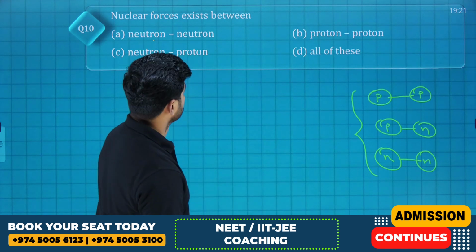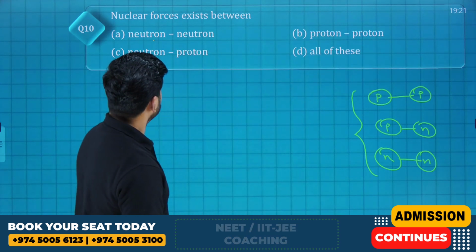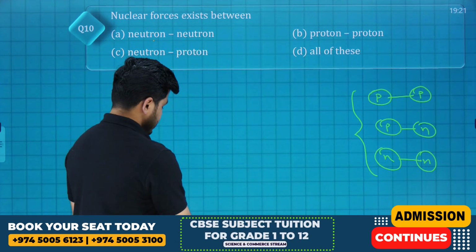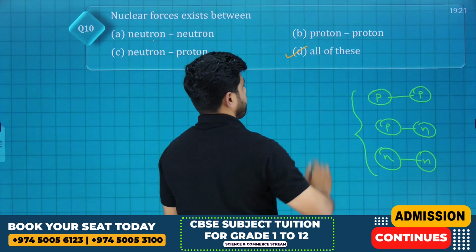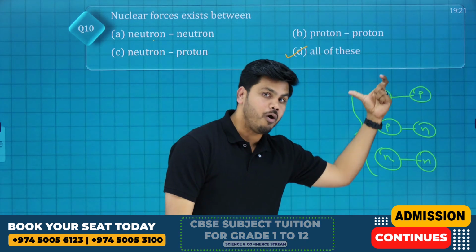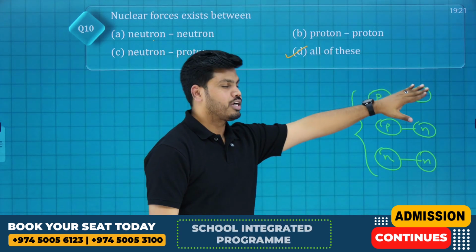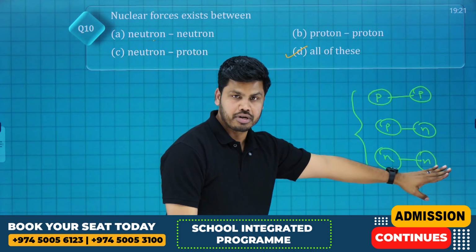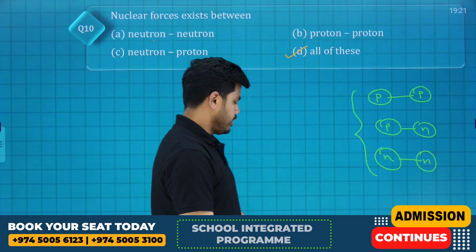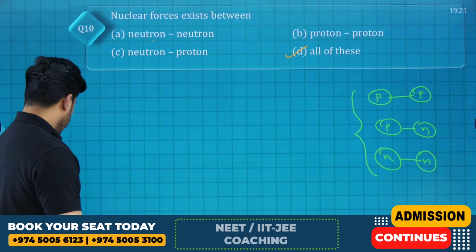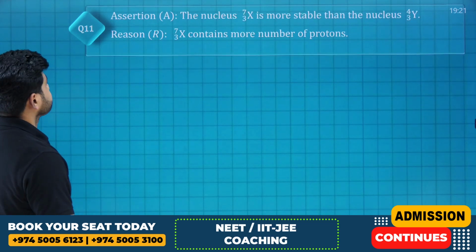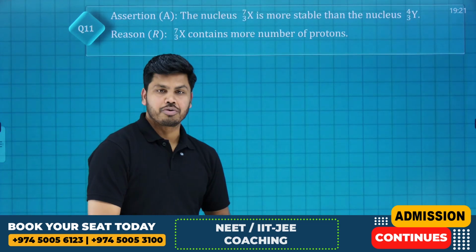And look at this: proton-proton, neutron-neutron, and proton-neutron. The correct option is then all of these. Nuclear force is operating between all these pairs, irrespective of their charge, right? Irrespective of their properties, it will be acting equally. Okay. Now, an assertion reason question.